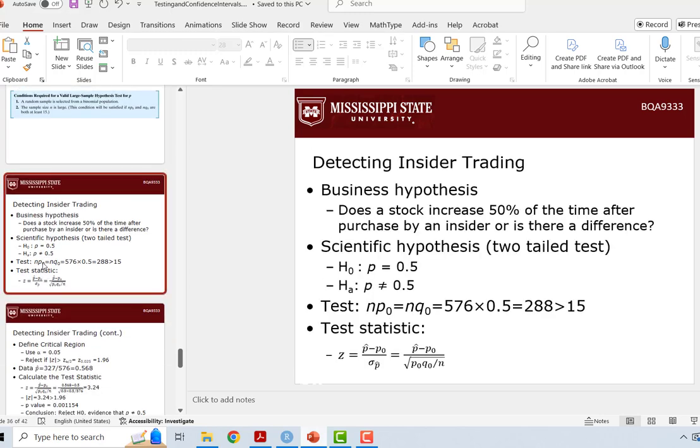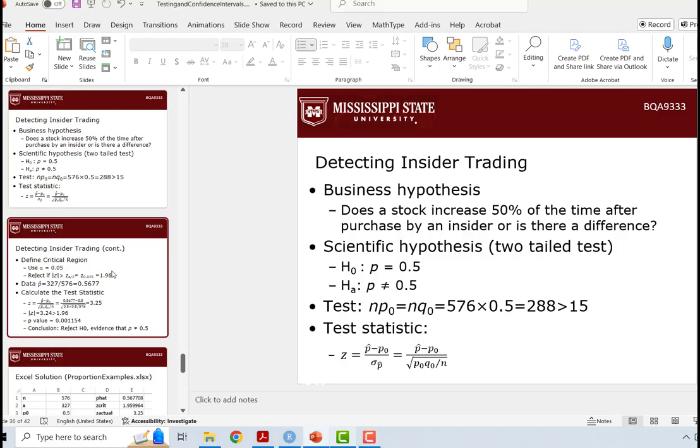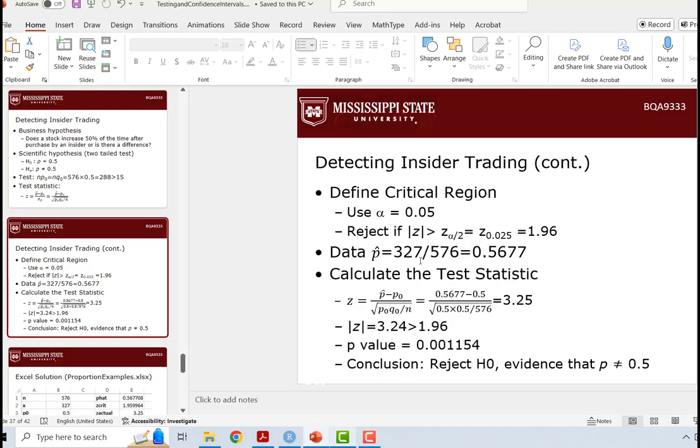So the first hypothesis test example, insider trading. So recall from the class that we want to see whether a purchase by an insider makes a difference in whether a stock will go up or down. And we assume that stocks usually go up and down about 50% of the time. So we look after a purchase by an insider to see, is there any difference here? Two-tailed test, we're looking on either side of 0.5. Okay, so we also have the sample data, which is after the insider purchase, we had 327 stocks going up out of a total of 576 stocks.